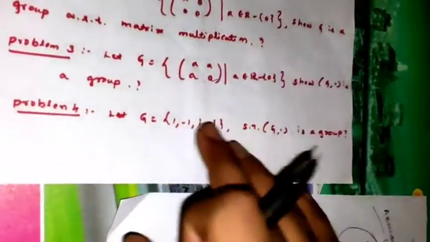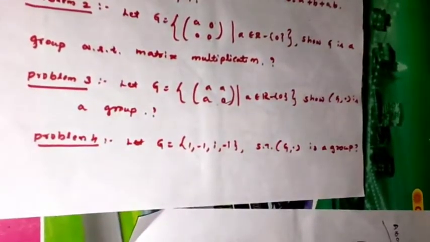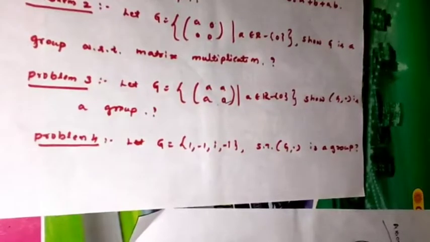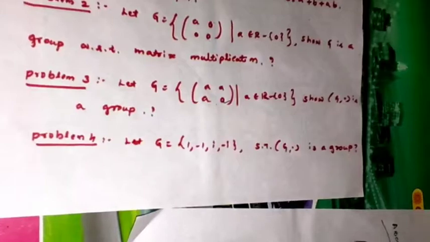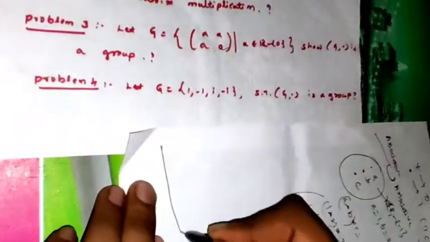Okay, the next problem is: let G is equal to 1, minus 1, i, minus i. Is G, dot a group or not? Suppose any finite group is given, at that time we draw a closure chart. What is the closure chart we draw here?